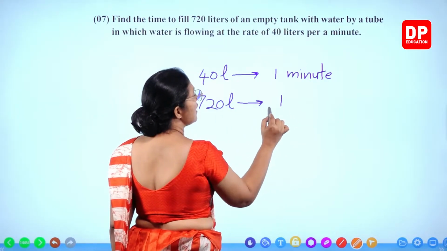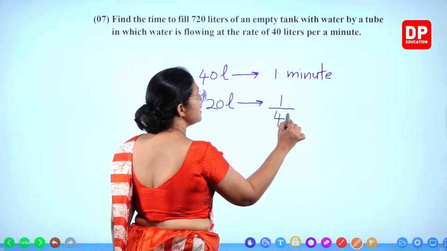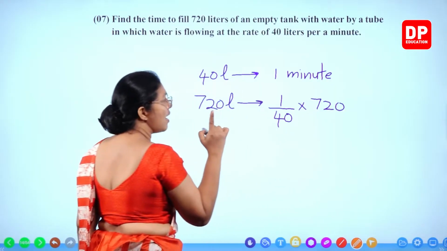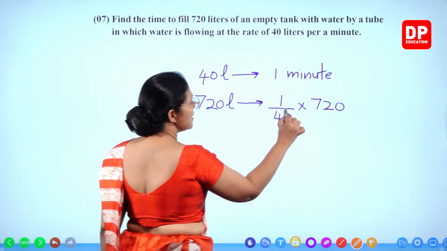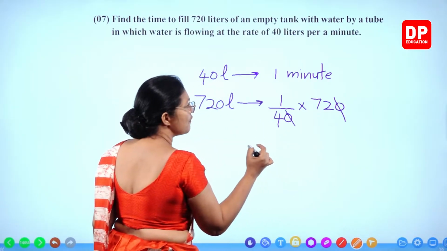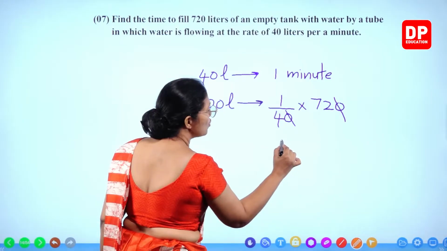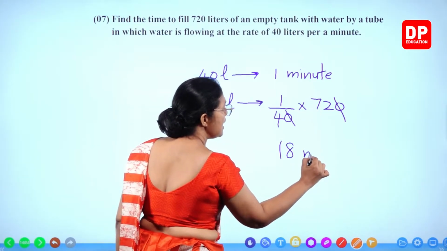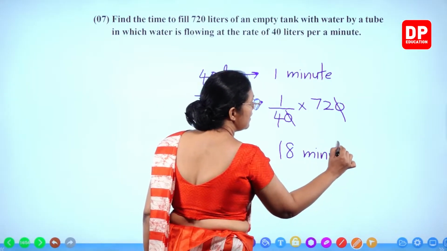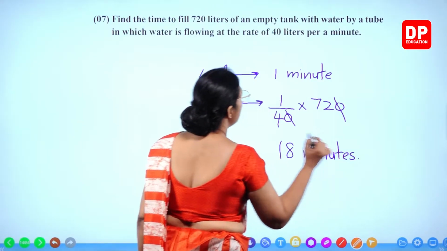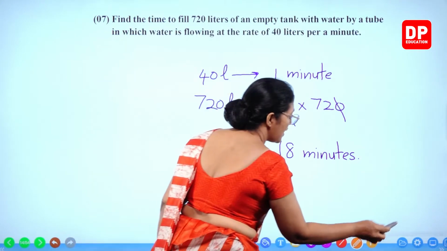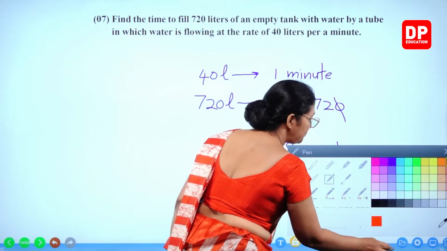So you take 1 divided by 40 times 720. And the answer is in minutes. 0 gets cancelled out. 72 divided by 4. 4 times 1, 4. 32 is 18. So 18 minutes it takes to fill the whole tank. So that's 2 marks.